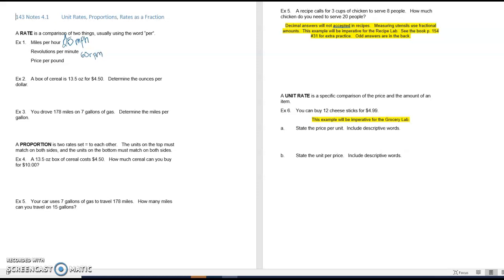Now, another way to write this would be with a slash. So up here, you could put 25 miles. And instead of putting that P, you would put a slash. And then down here, you would put hours. Same thing here. This could be 60 revolutions.